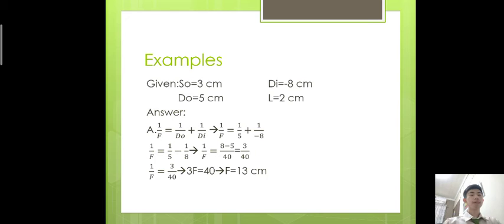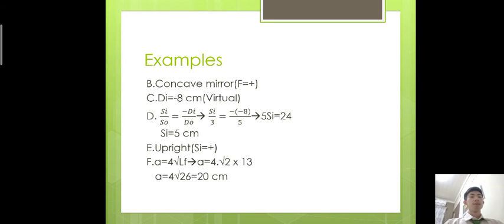We cross multiply. 3F is equal to 40. F is equal to 40 divided by 3, which is equal to 13.33 centimeter. Then we round off to 13 centimeter because all of the numbers are whole numbers, using significant figures. B. It is a concave mirror because the focal length is positive. C. Distance of the image is negative 8 cm because it's virtual.